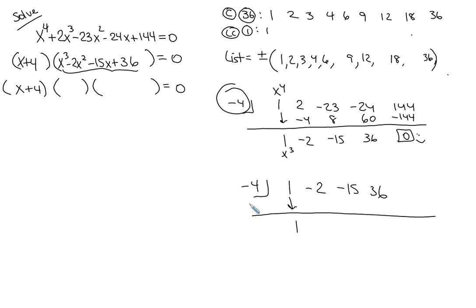So let's use -4 again. Maybe we'll get lucky and -4 will work again. Actually, we already know it does. 1 times -4 is -4. That's -6. That's 24. That's 9. There's -36. There's another happy 0. So this is another x plus 4, which leaves us, this was x cubed, so this is x squared minus 6x plus 9.